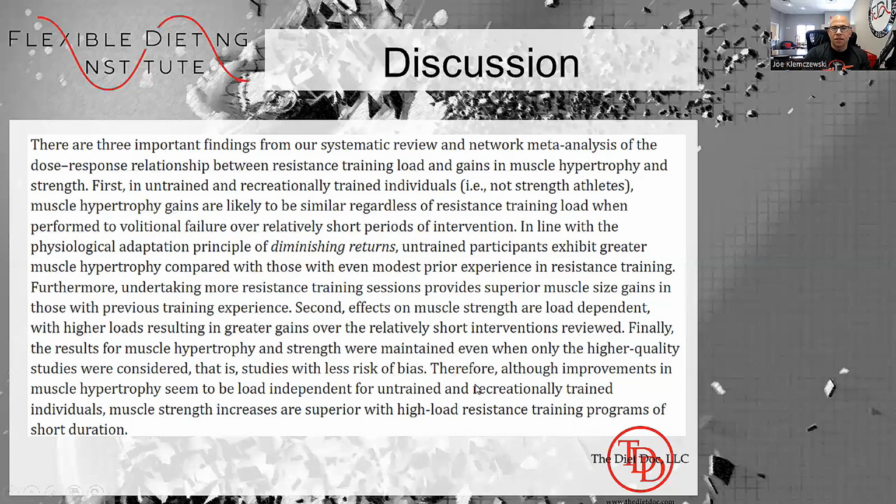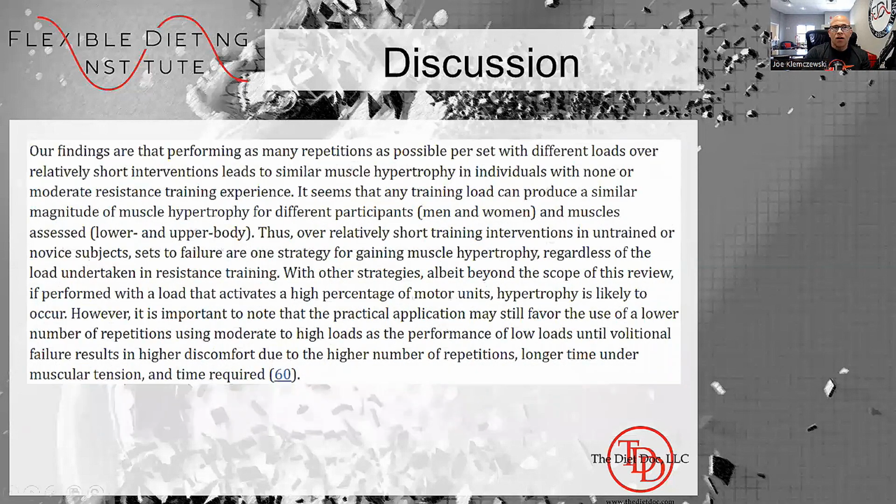Let me get to this next slide. Our findings are that performing as many repetitions as possible per set, that's volitional failure, with different loads over relatively short interventions. Oh, that's that thing I couldn't see. If you guys could see it and I couldn't, back when I was going over criteria, the average study was only something like 8 weeks, give or take a couple weeks, standard deviation of a couple weeks.